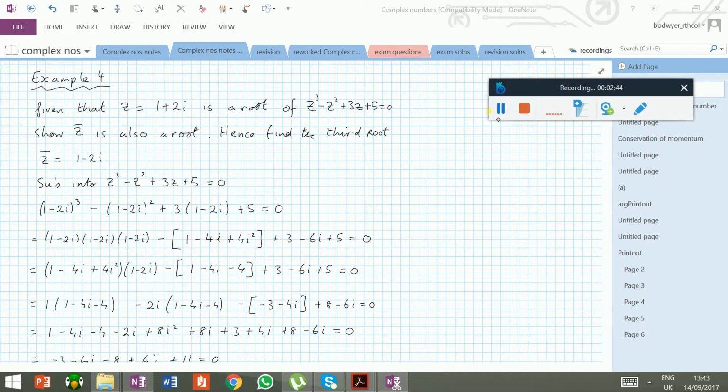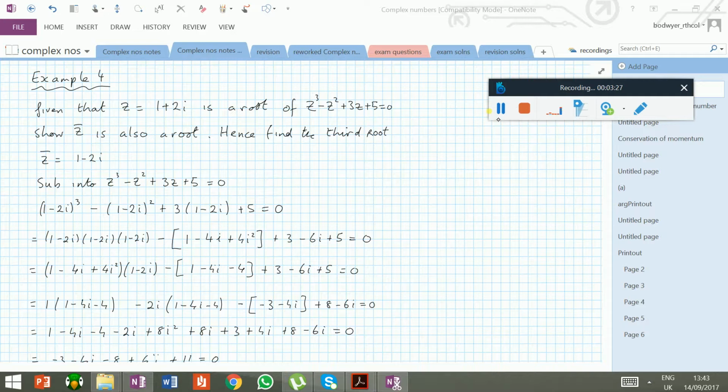So what you do is you sub this expression into this equation. Everywhere you see a z, you're putting 1 minus 2i. So you get z cubed, so it's (1 minus 2i) cubed, minus the bracket (1 minus 2i) squared. Now be careful, the minus applies to everything inside of the brackets. Plus 3 times z, which is 1 plus 2i, plus 5. Now you have to multiply out this expression, which is quite awkward. What I've done is I've multiplied the two brackets first, so 1 times 1 is 1. If I add minus 2i and minus 2i, I get minus 4i. Minus 2i times minus 2i gives you plus 4i squared. And then you're again multiplying all of that first expression by 1 minus 2i.